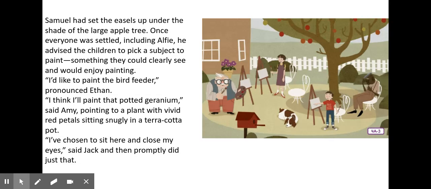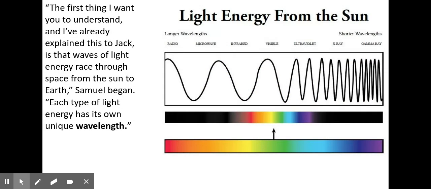"I'd like to paint the bird feeder," pronounced Ethan. "I think I'll paint that potted geranium," said Amy, pointing to a plant with vivid red petals, sitting snugly in a terracotta pot. "I've chosen to sit here and close my eyes," said Jack, and then promptly did just that. "The first thing I want you to understand, and I've already explained this to Jack, is that waves of light energy race through space from the sun to Earth," Samuel began. "Every type of light energy has its own unique wavelength."